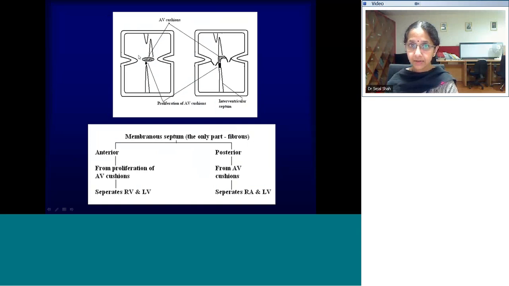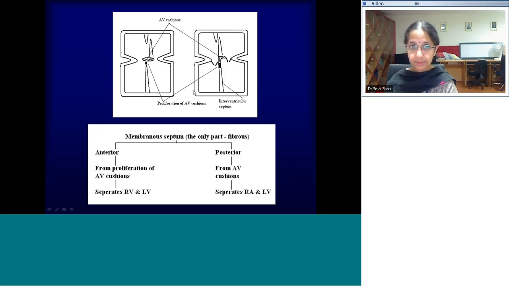This gives rise in total to the membranous septum. The membranous septum is the septum which is fibrous, and the rest of the septum is not fibrous, that's muscular. So this has a very different type of development, and this is a very small area. Though we say that there is an internal tissue and there is a proliferation, it's a very small area which is the fibrous membranous septum. So the AV cushion itself gives rise to the atrioventricular part of the membranous septum, and the proliferation from the AV cushion gives rise to the interventricular part of the membranous septum.